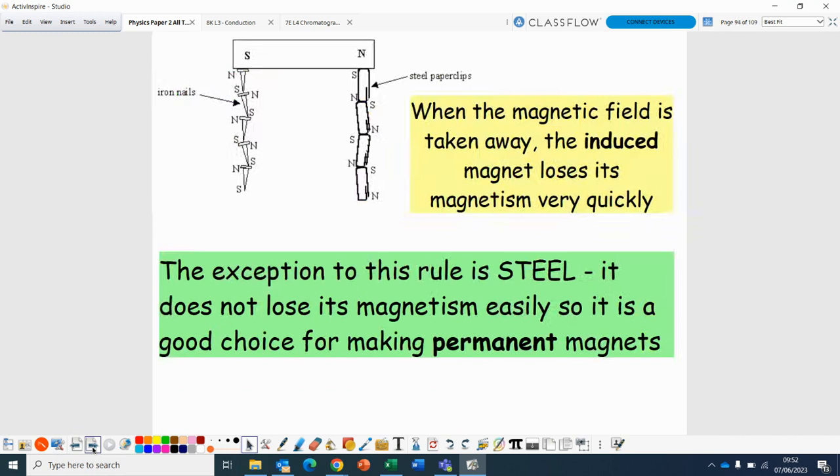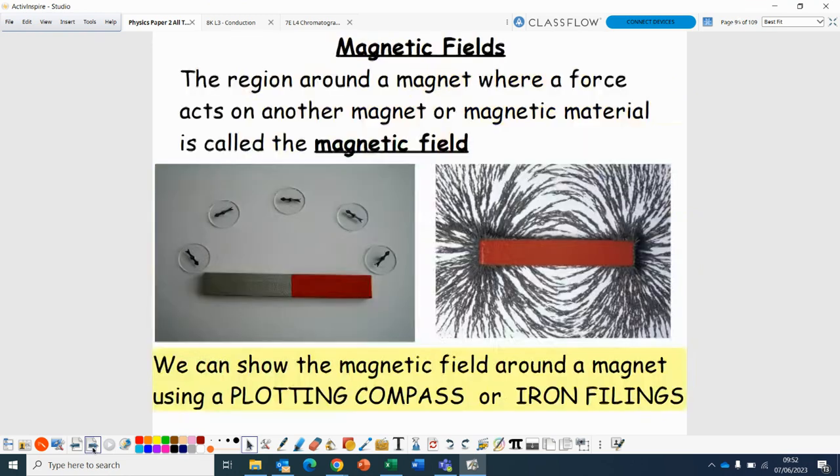Remember, when we took the magnet away, all the objects fell straight away except the steel paper clips, because the steel paper clips lose their magnetism really, really slowly. Okay? Whereas iron, cobalt, and nickel lose their magnetism really quickly, so they fall from the permanent magnet. You could be asked about 2 practicals.